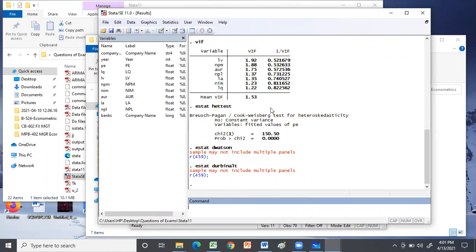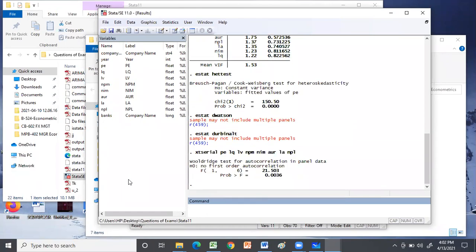Then how can you actually test whether your panel data set suffers from an autocorrelation problem or not? In that case, there is a new command you have to write down: xtserial. xt for panel, x for panel, t for time, serial for serial autocorrelation test. Then regress the dependent variable against all the independent variables. After that, you can see the output generated by Stata, the test for autocorrelation in panel data.